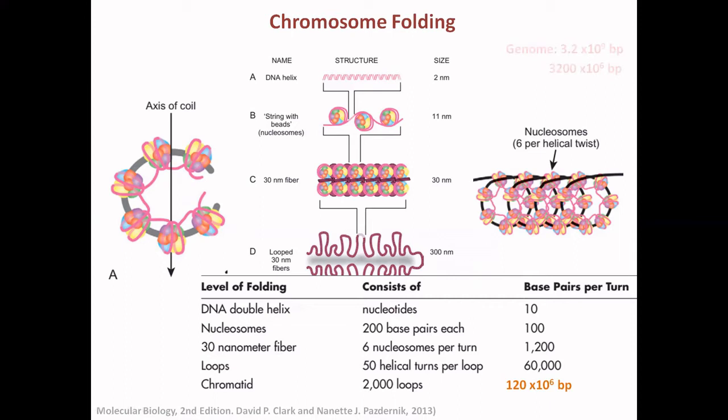In one of the previous slides, we discussed that the human genome has 3.2 billion base pairs, which is 3,200 million base pairs. So 3,200 million divided by 120 per chromatid is almost 27. It means 23. Each chromatid contains almost 120 million base pairs. So we have 23 sets of chromosomes, and the total number of nucleotides is 3.2 billion base pairs.